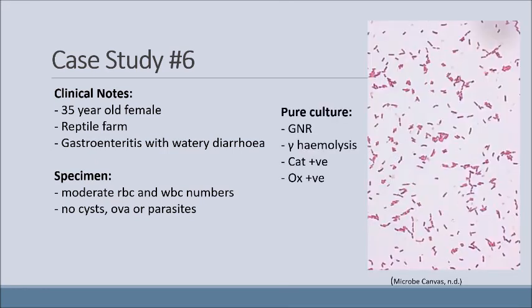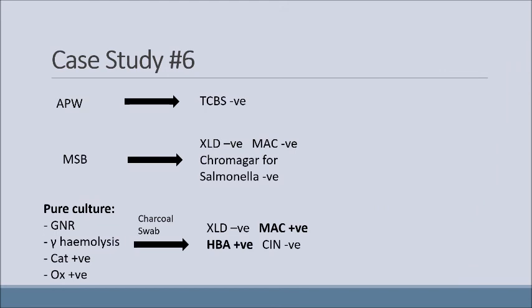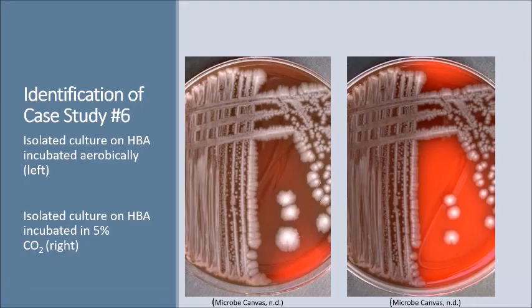Moreover, the pure culture produced catalase and oxidase positive GNR bacteria with no hemolysis. Again, there were no colonies growing on the plates inoculated by the APW and MSB, indicating an organism other than Shigella, Salmonella, and Vibrio is responsible. However, it is important to note that the colonies incubated aerobically and at CO2 were similar, thus indicating that the organism was a facultative anaerobe, a distinct marker.